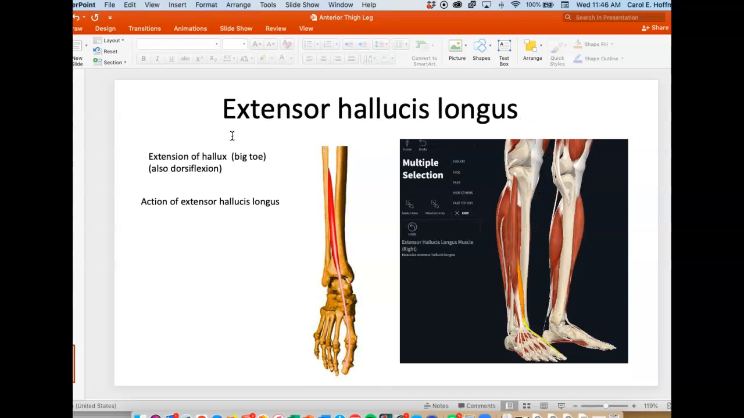Okay, extensor hallucis longus. Here you can see it. It sort of hides under the digitorum, the extensor digitorum longus. So it's here and then hiding underneath, but it's in orange. And guess what? If it's hallucis, it's coming to the big toe. So it can dorsiflex right at the ankle, and it also extends the big toe.